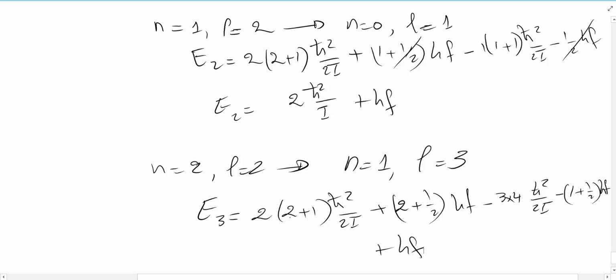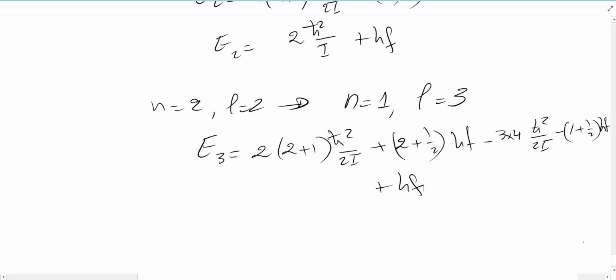So I have 6 divided by 2, that's 3, and I have 12 divided by 2, that's 6. 3 minus 6 is going to be negative 3, so it's going to be negative 3 h bar squared over I. And this is E3. So I'm going to plug in the calculator and we're done with this problem.